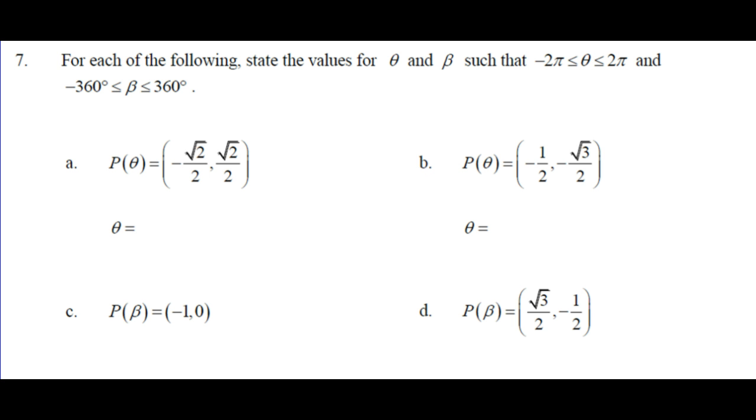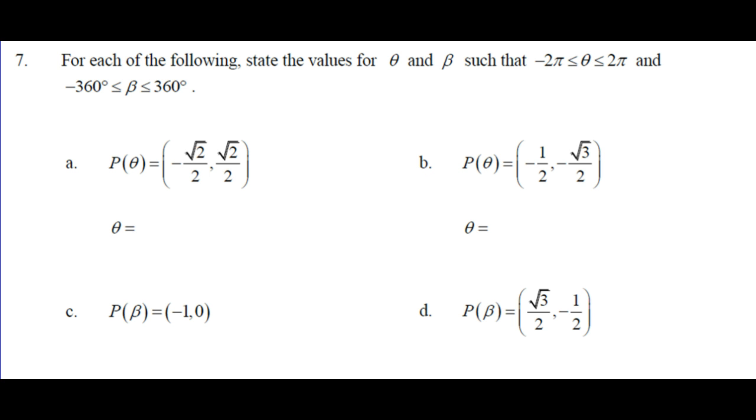For each of the following, state values of theta and beta, or theta and beta if you're actually speaking Greek, such that theta is between negative 2 pi and 2 pi. So we got to do some coterminal stuff. And beta is between negative 360 and 360.